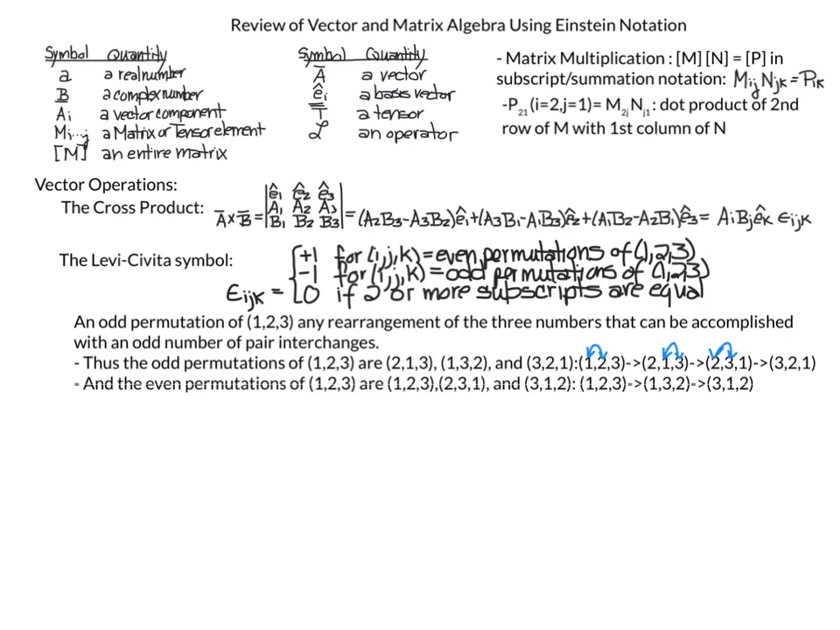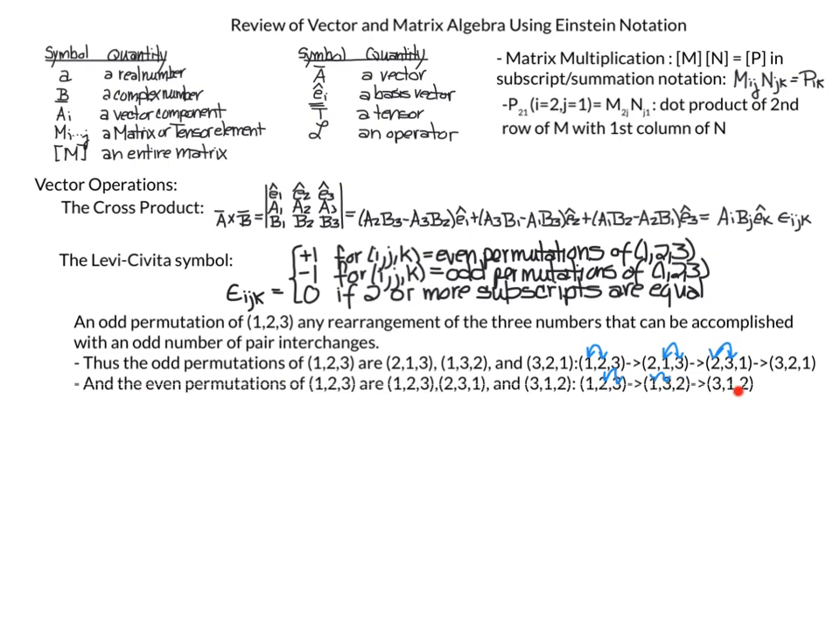An even permutation, on the other hand, the even permutations of 1, 2, 3 are 1, 2, 3, 2, 3, 1, and 3, 1, 2. To see that 3, 1, 2 is an even permutation of 1, 2, 3, we start with 1, 2, 3, and then I interchanged 2 and 3 to get, well, our 1 stays, and then 3 and 2 change places, and then finally I changed the places of 1 and 3, so I get 3, 1, 2. So I took 2 interchanges, so it's an even permutation.